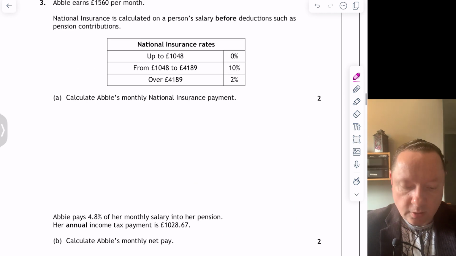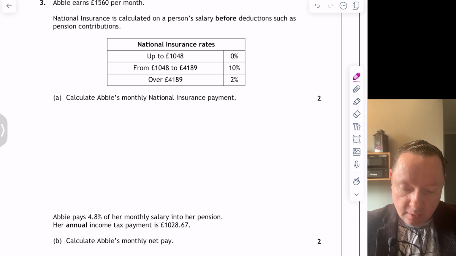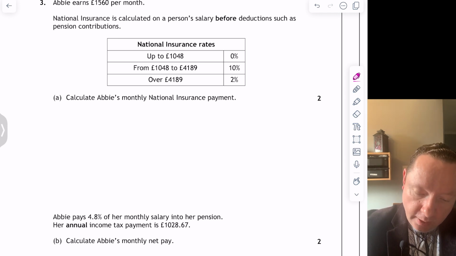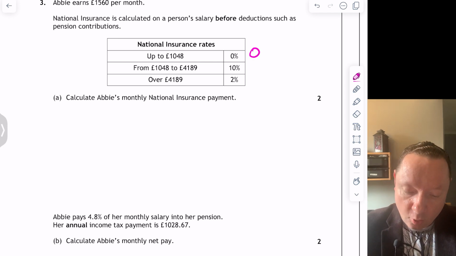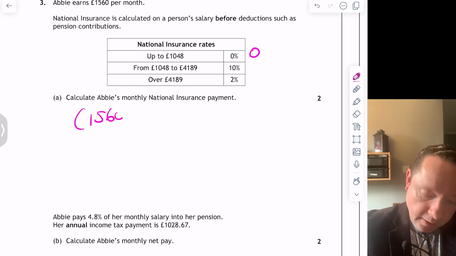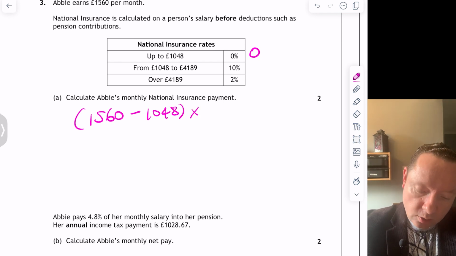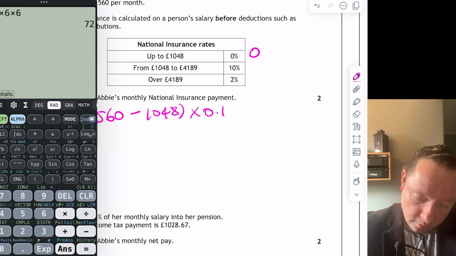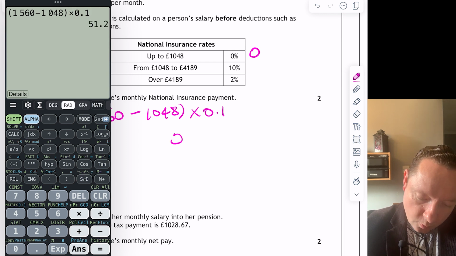And we're done there. Question 3. Abby earns £15,600 a year. National Insurance is calculated before deductions, and it says calculate her national insurance. Up to 10,480 it's 0, so we've got 0 for this one. From 10,480 up to a maximum of 41,891 it is 10%. Now she earns 15,600, so she's within there. So you do 15,600 minus the bottom number, 10,480, and work out 10% of that, times 10 divided by 100, or times 0.1. You can do all that in a calculator: 15,600 minus 10,480 is 5,120, times 0.1 is 512, or £51.20 a month.